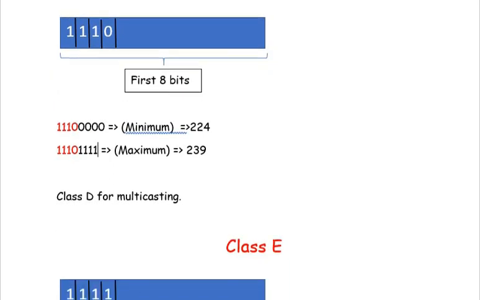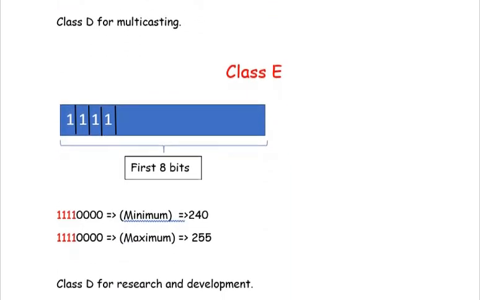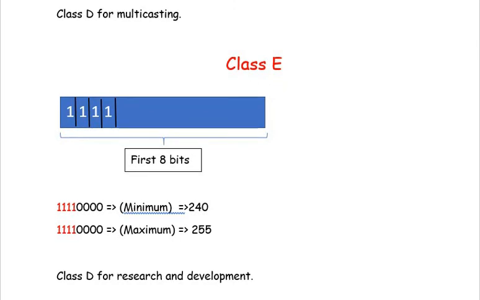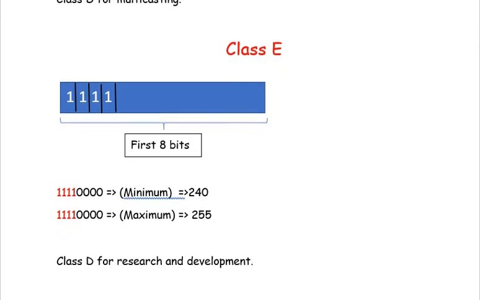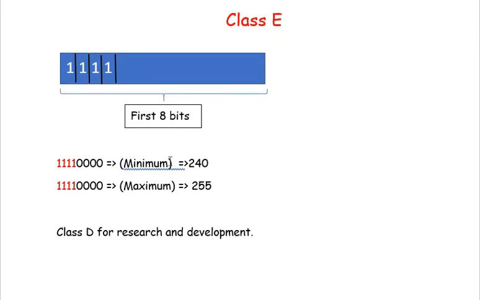And class E, first 8 bits, leading bits are 1, 1, 1, 1. Minimum is 240. Maximum is 255. Class E is for research and development purposes.